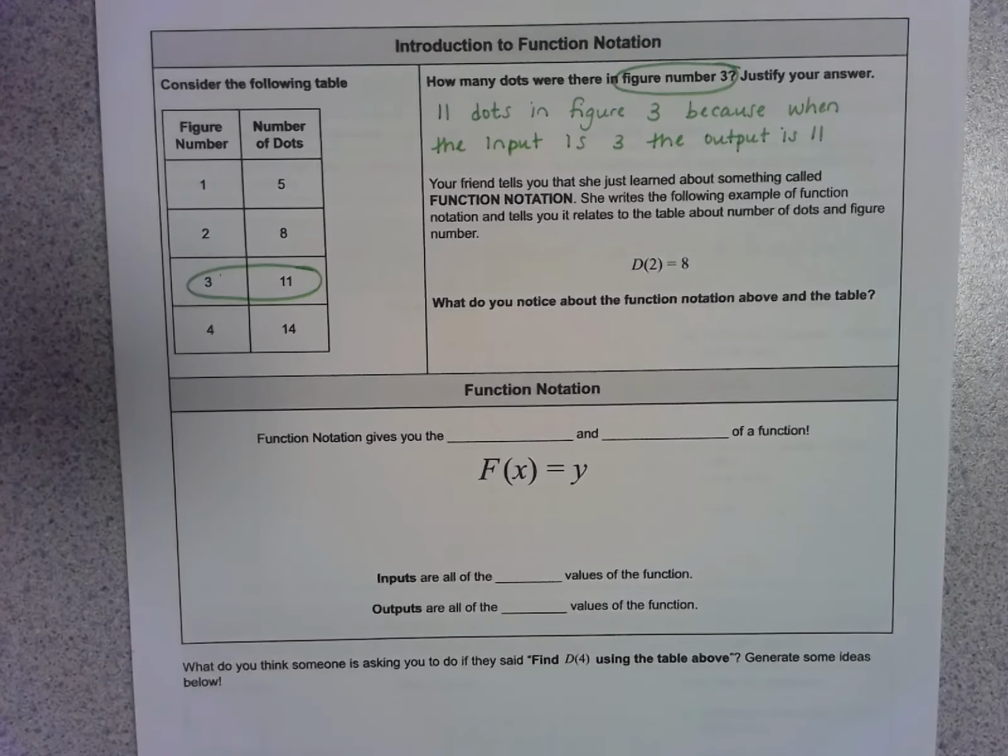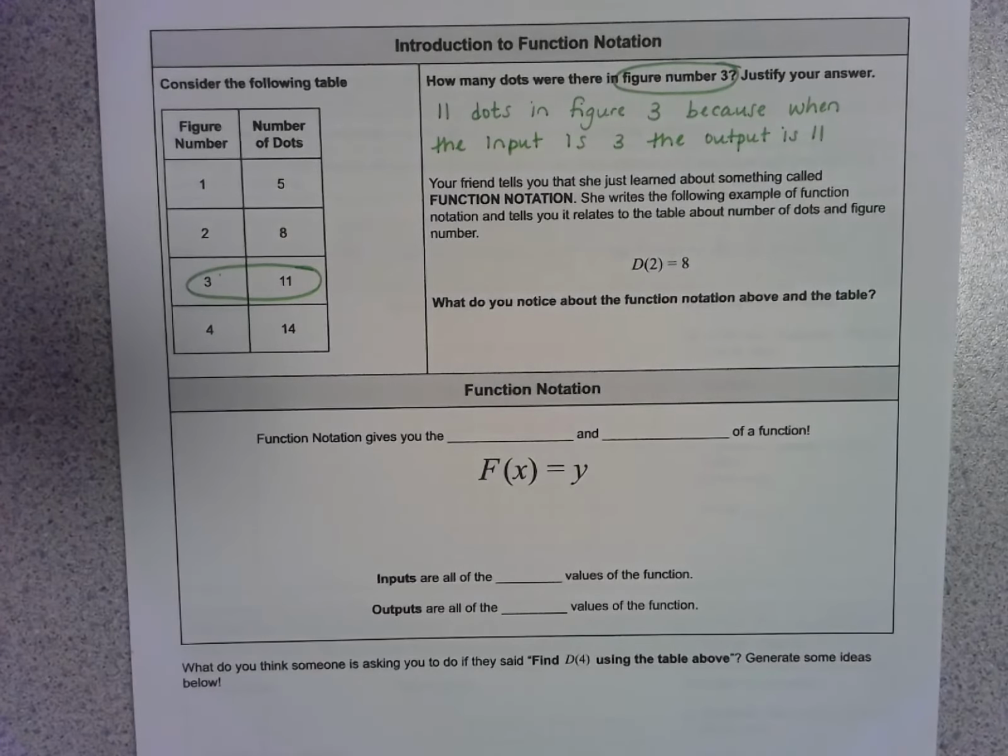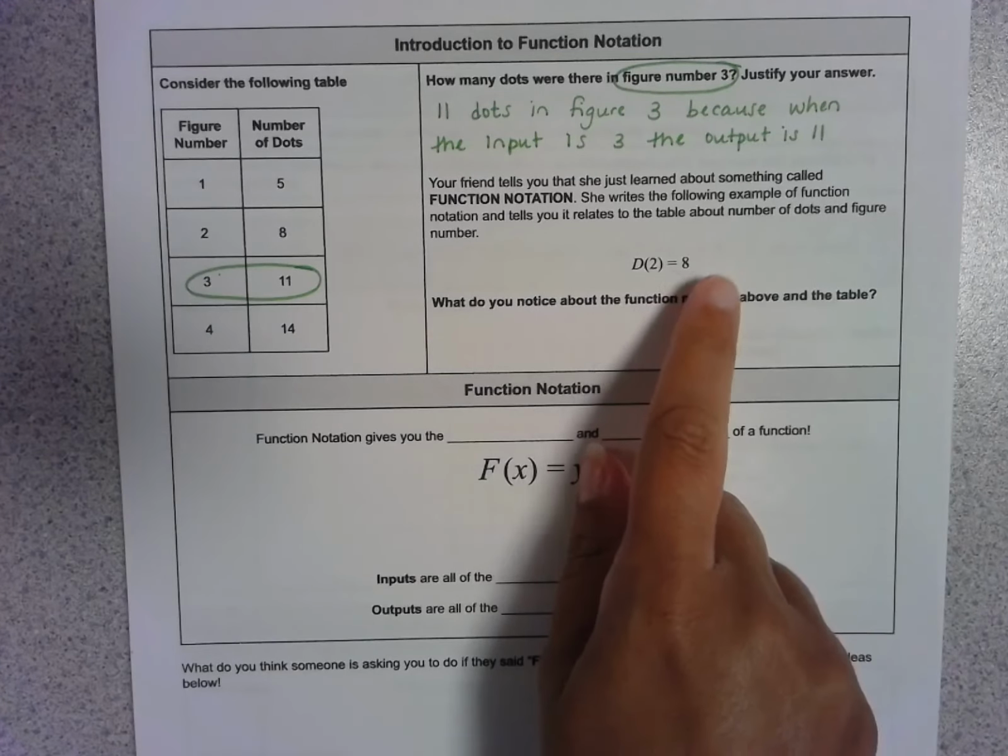Now, that should seem pretty straightforward, but there's actually a faster way to write this, because this is a lot of words to describe an input and an output. So we're going to talk about something called function notation. Your friend tells you she just learned about function notation, and she writes an example that talks about the relationship between dots and figure number. She says d of 2 is equal to 8.